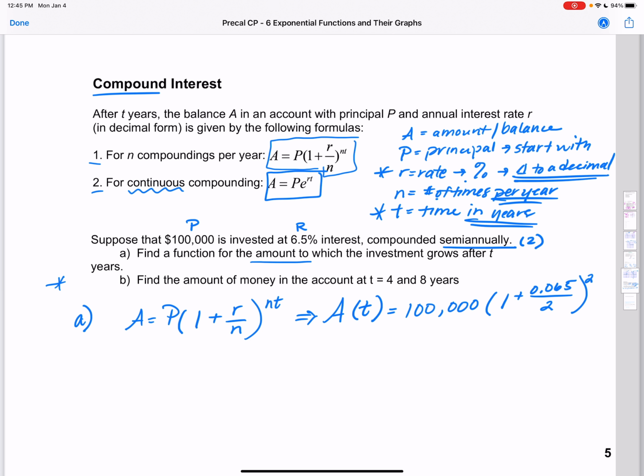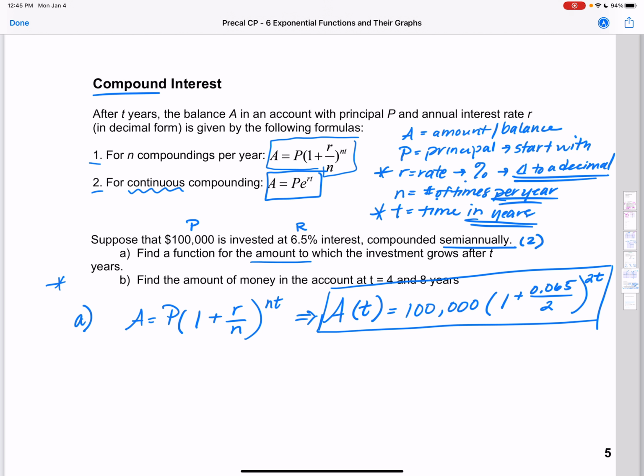How many years? I don't know. So t right there. And so here is your function. It's in function notation, because instead of just having A equals, you have A of t, meaning the amount as a function of time.